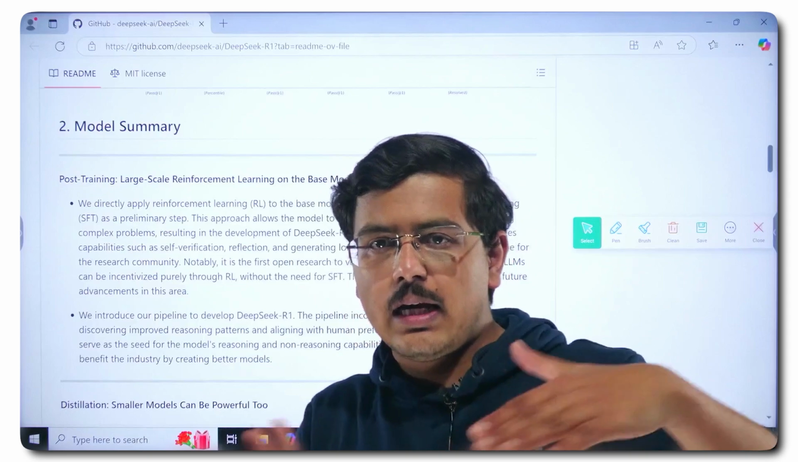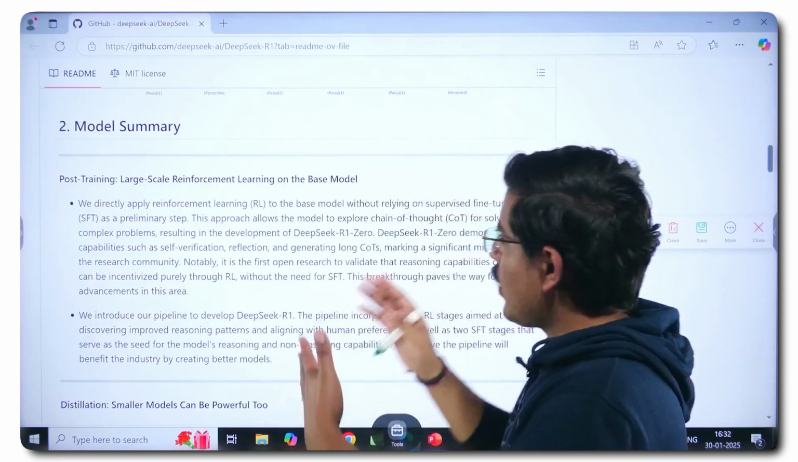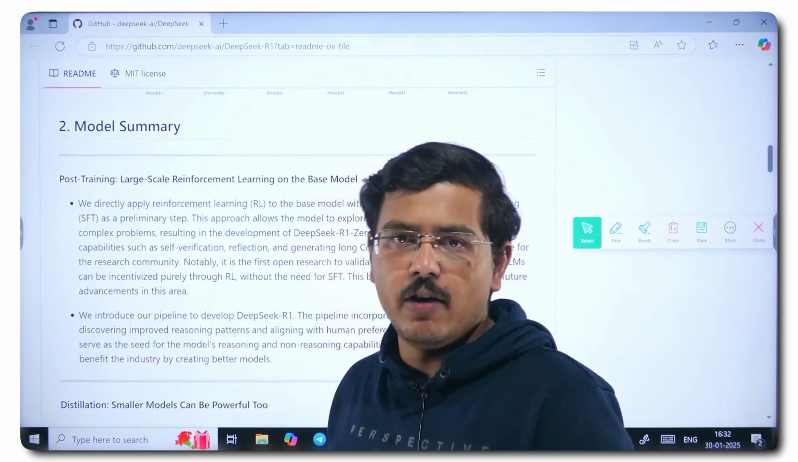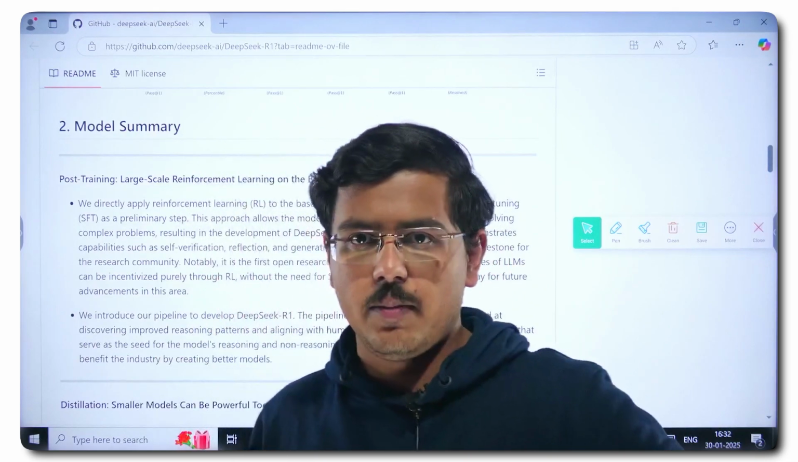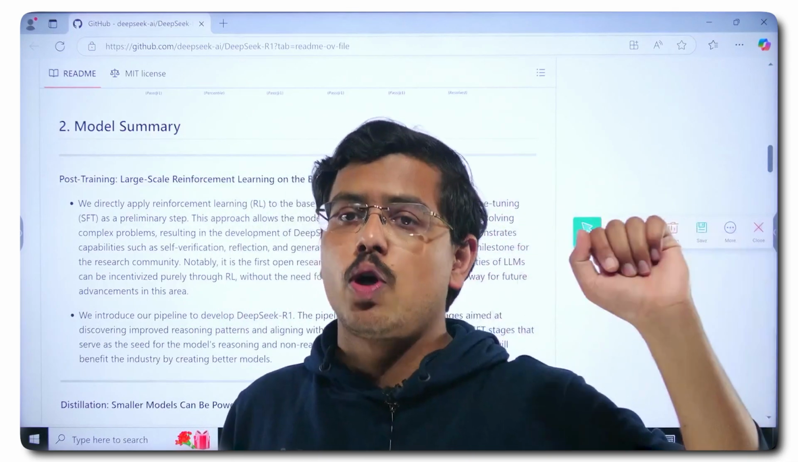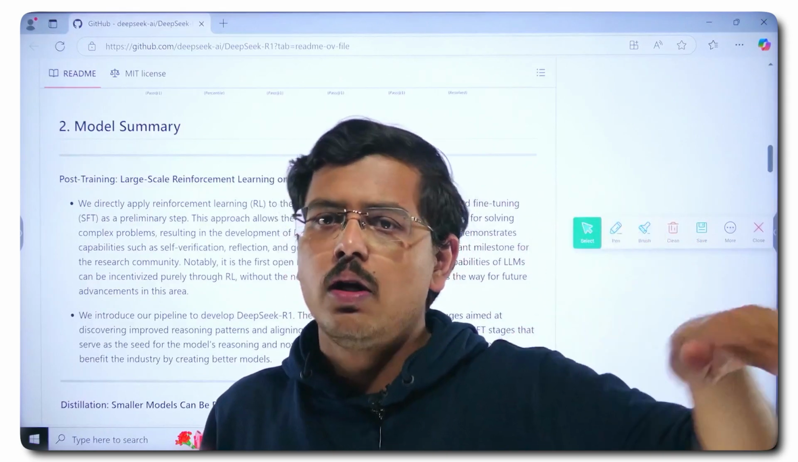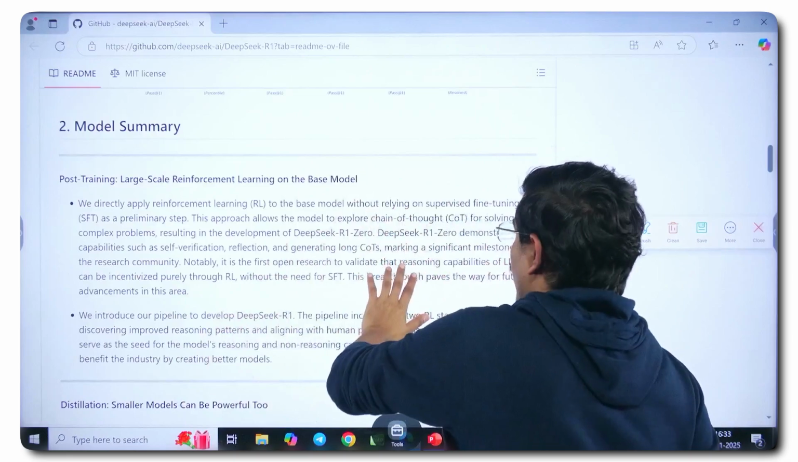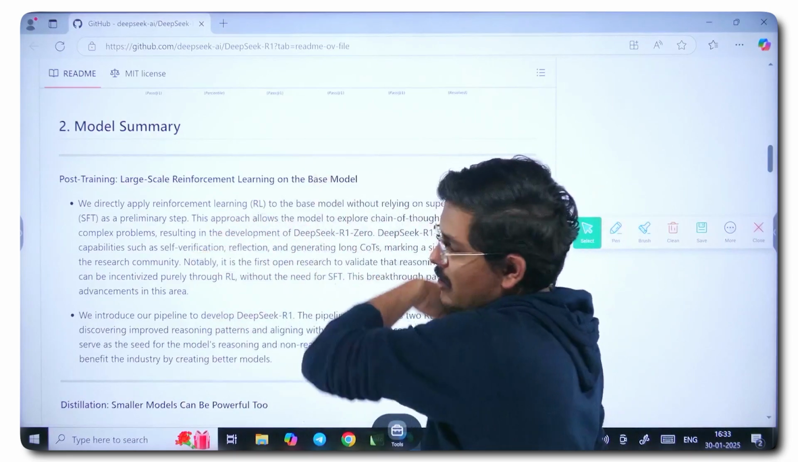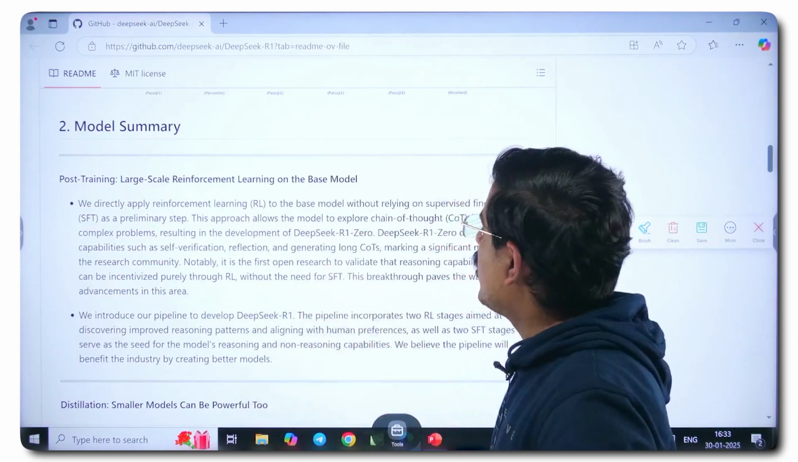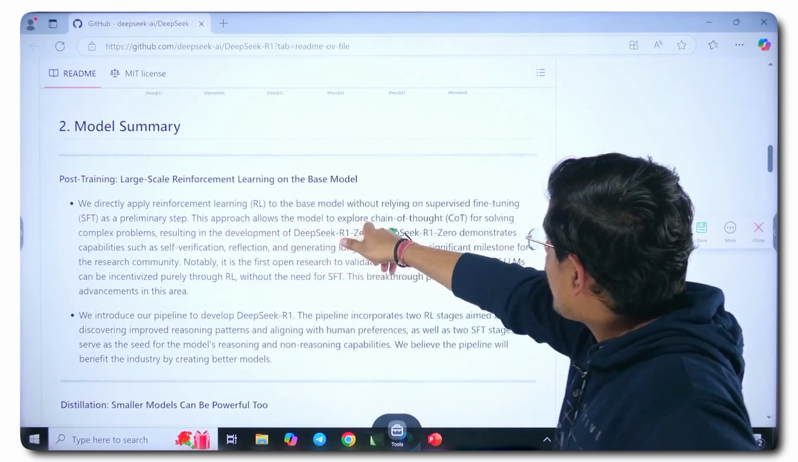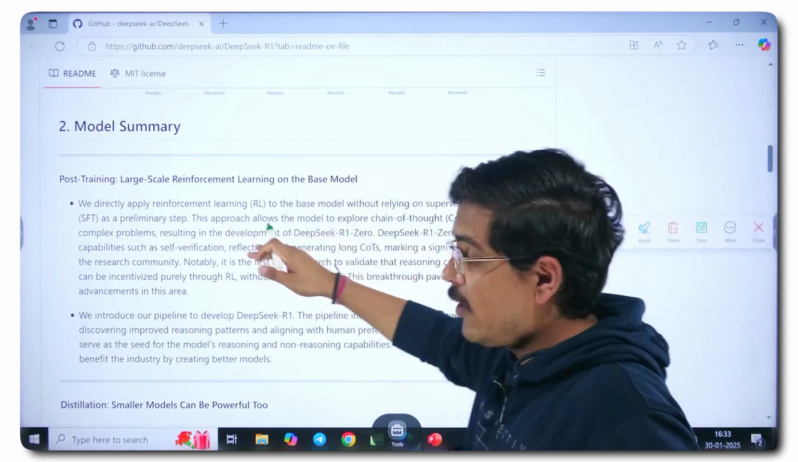What usually earlier used to happen was that once you have a base model ready with you, you first apply SFT, which is supervised fine tuning, as a preliminary step, then subject the model to reinforcement learning or to some other kind of learning according to your needs. But right now, they simply removed this step, they subjected it to reinforcement learning. This approach allows the model to explore chain of thought for solving complex problems.